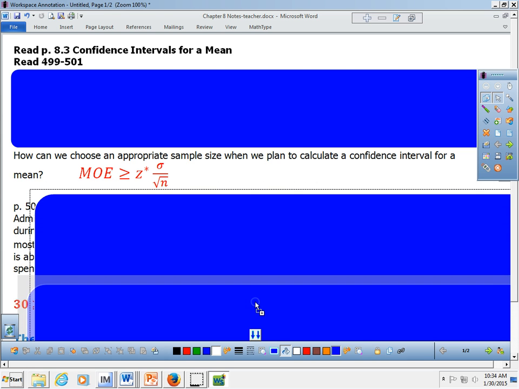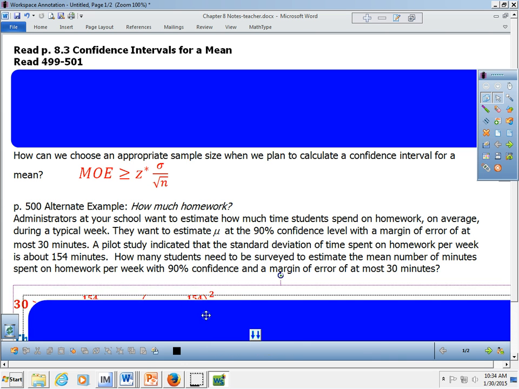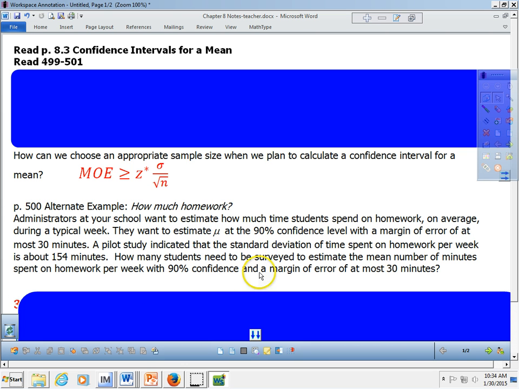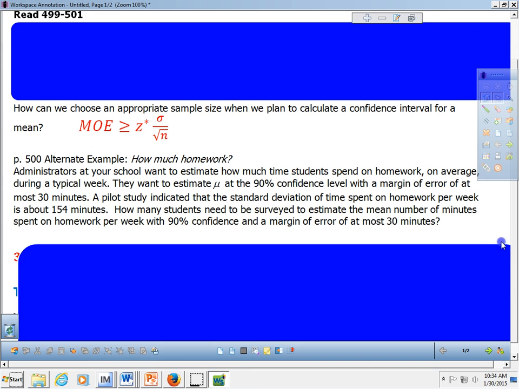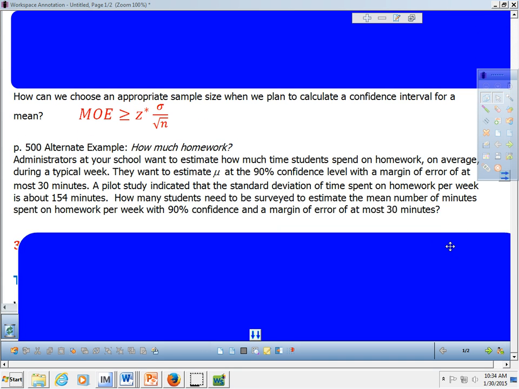All right. Administrators at your school want to estimate how much time students spend on homework on average during a typical week. They want to estimate mu, remember that's your population mean, at the 90% confidence level with a margin of error of at most 30 minutes. A pilot study indicated that the standard deviation of time spent on homework per week is about 154 minutes.